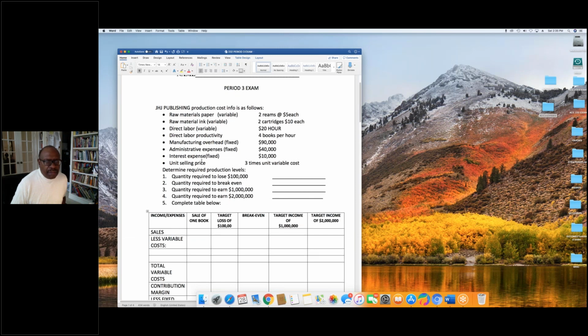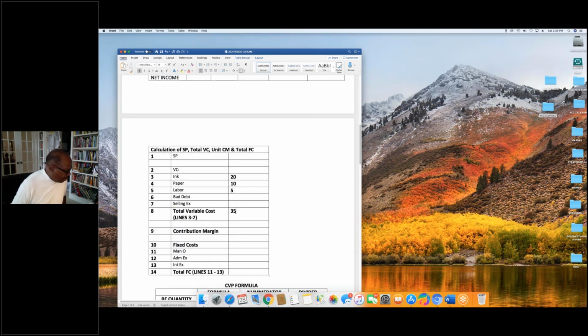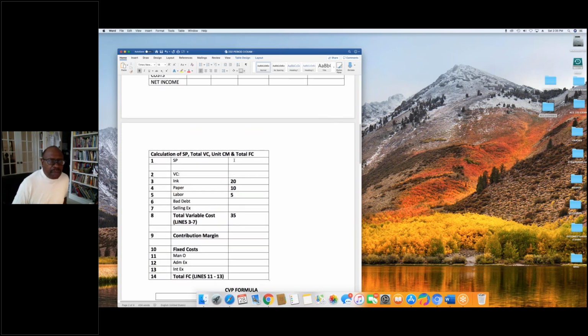We now need to determine the selling price. The unit selling price is 3 times the unit variable cost. So if our variable cost is 35, then 3 times that gives us a selling price of 105.